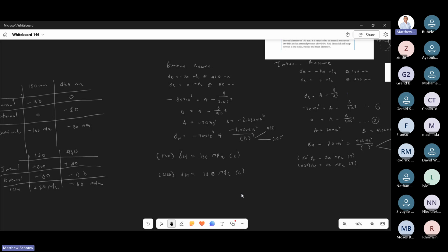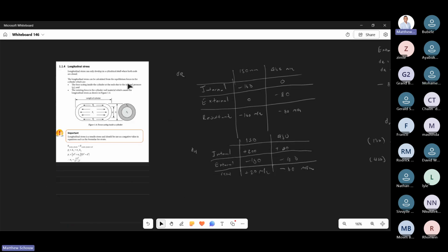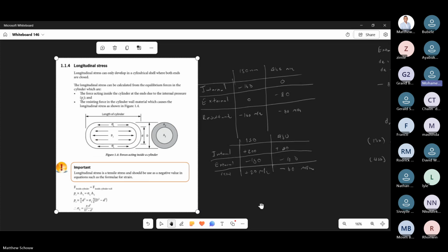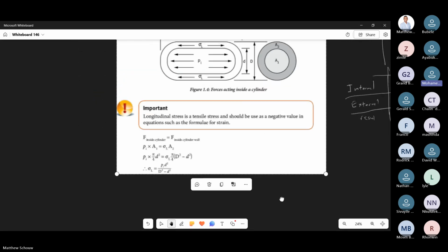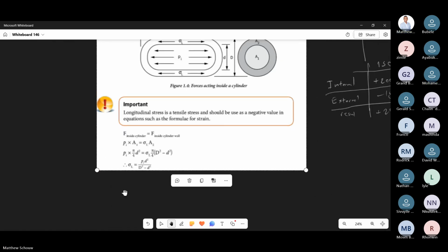Now I'm trying to look for something here. Isn't it PD over 4t? No. Remember, this is now for a thick cylinder. So it's different now. I'm going to show you magic right now. But I thought that's what the t would be for, the thickness. No. So look, for a thick cylinder, that is the formula. Can you see that?